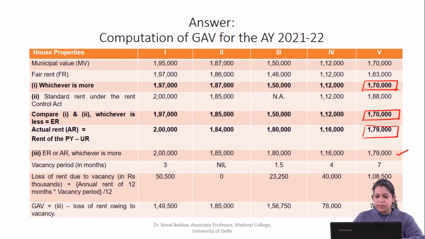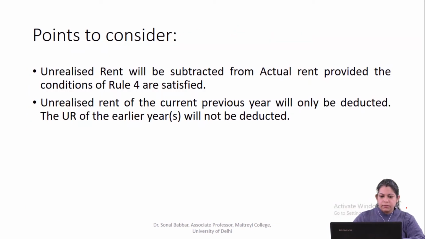And after that, we subtract loss of rent due to vacancy, which is 1,08,500. And we get this by dividing 1,86,000 by 12 and multiplying this by 7. So the difference that comes is the GAV for us. The point to remember is that the unrealized rent will be subtracted from actual rent, provided the conditions of Rule 4 are satisfied. And also, only the unrealized rent of the current previous year will be deducted, and unrealized rent of the earlier years will not be allowed as deduction.